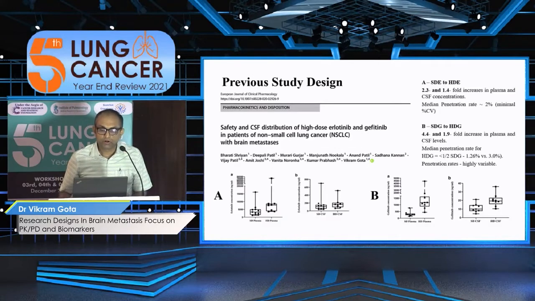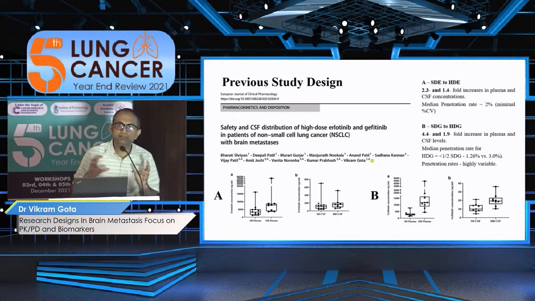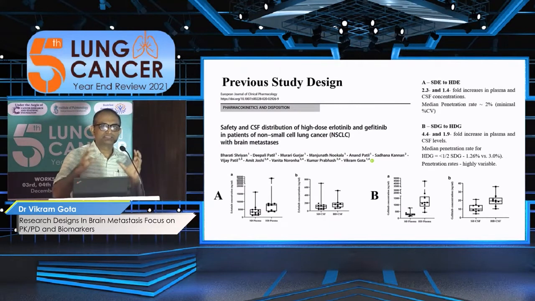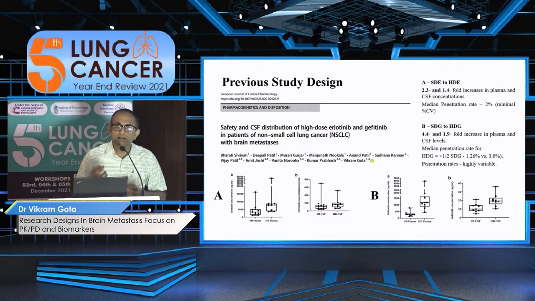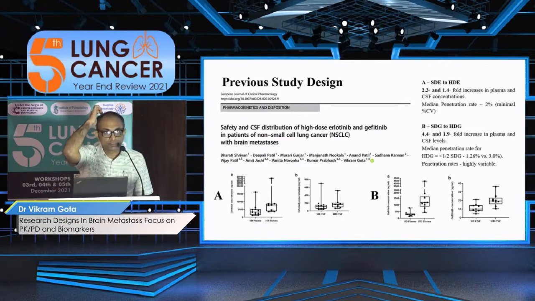And for the same reason, we designed a very simple study. It was some kind of a phase 1 feasibility study to understand whether we can deliver higher doses of TKIs in patients with brain metastasis.